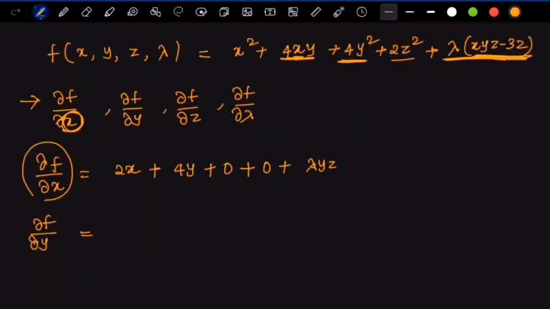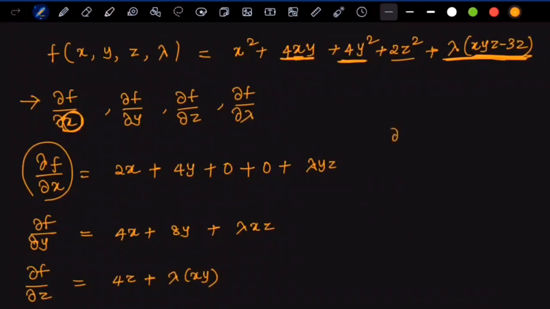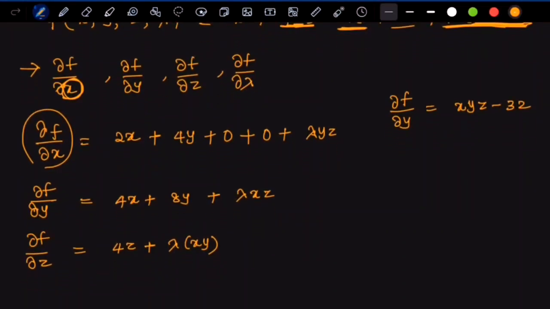Now we'll find out dou f upon dou y. So that will be simply 4x plus 8y plus lambda xz. Now dou f upon dou z, so that will be 4z plus lambda xy. Now dou f upon dou lambda, so that will be xyz minus 32.